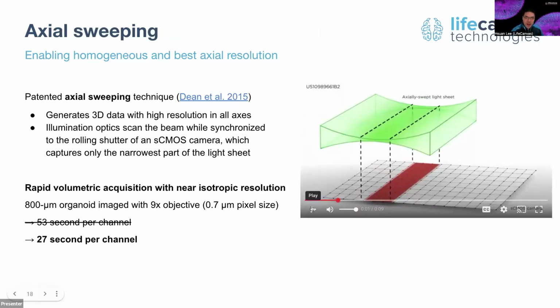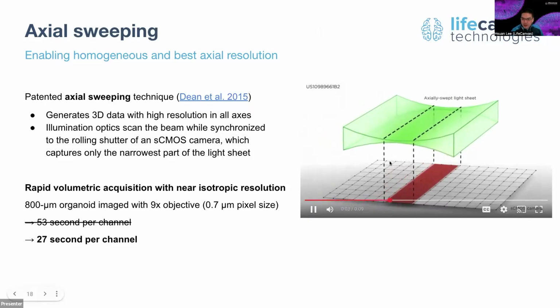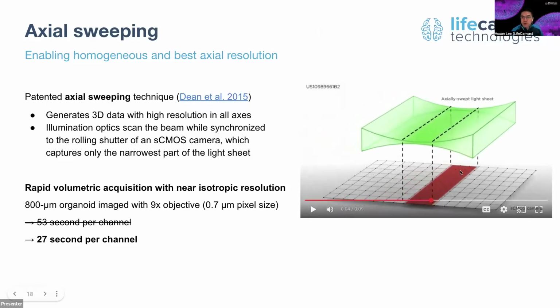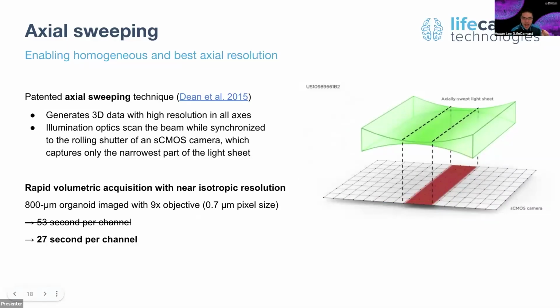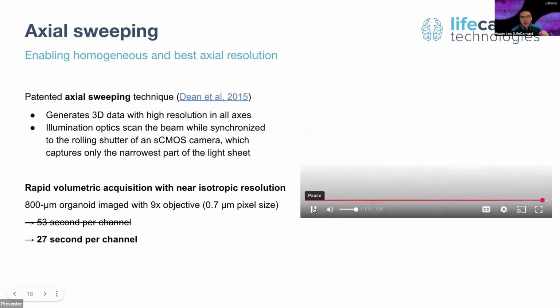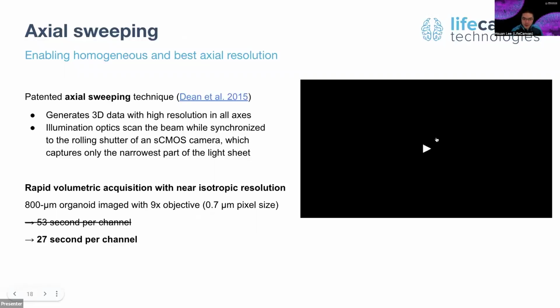The key idea is that we have this sweeping light sheet across the field of view. At the same time, we have the rolling shutter on the camera that is synchronized with the sweeping light sheet. So we only record the signals from the thinnest part of the light sheet to get the best axial resolution. This process is continuous for each frame, and that's how we're able to rapidly acquire the volumetric data with near isotropic resolution.